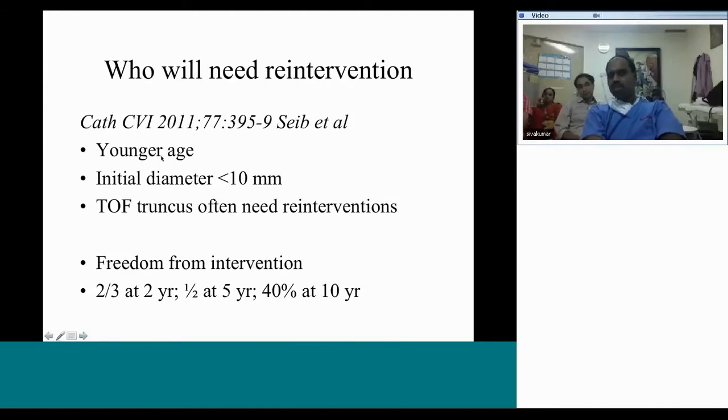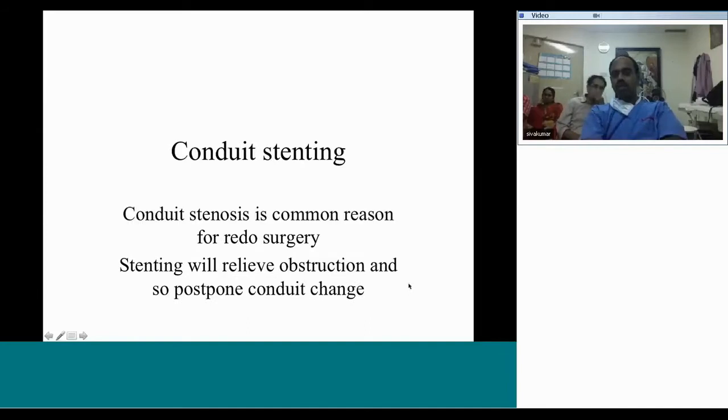Who will need re-intervention? In general, any person who is younger in age, any stent that has been put in less than 10 millimeters, most of the tetralogy and truncus patients will need some form of re-intervention. The freedom from re-intervention will be 2/3 at 2 years, 50% at about 5 years of age, and 40% at 10 years of age. This is because in a younger and younger child, when you are putting in a stent, it's very obvious that you may have to go in and re-dilate.